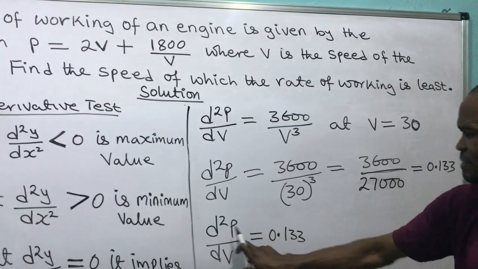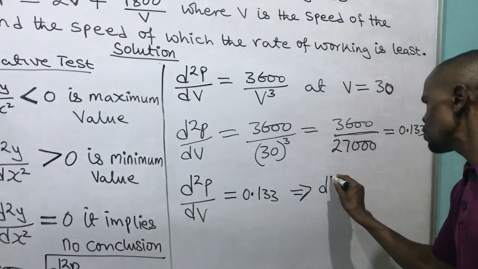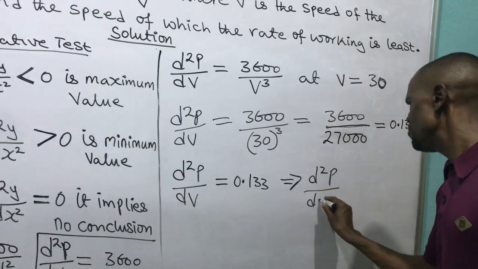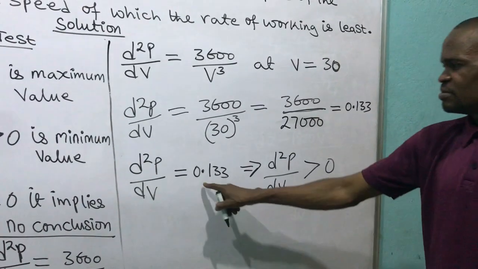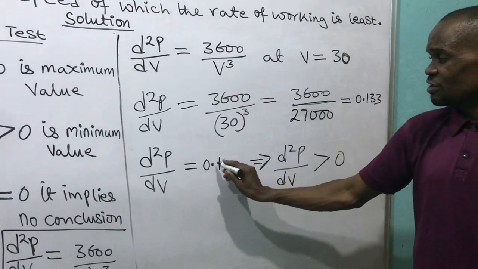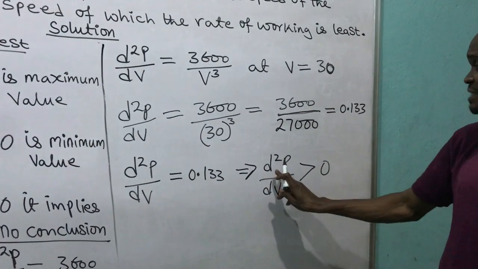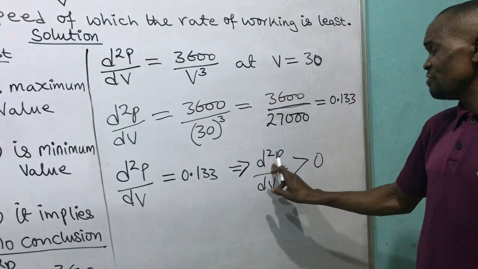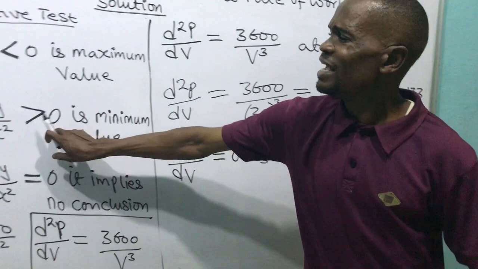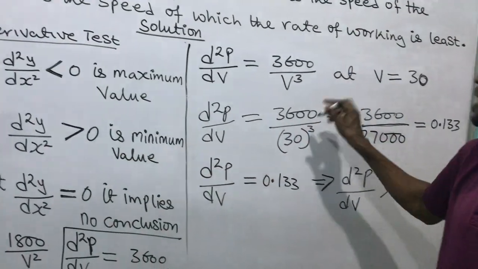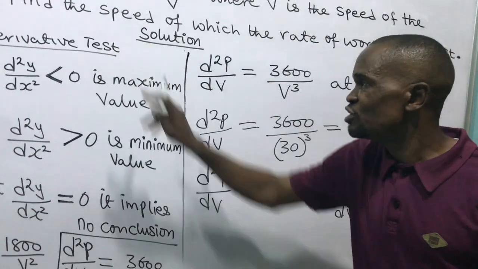It implies that this is greater than 0. 0.133 is greater than 0. That means d squared p, the second derivative of p with respect to v, is greater than 0. And what does it mean? When it is greater than 0, that means this value, velocity at 30, is the minimum velocity of the engine.